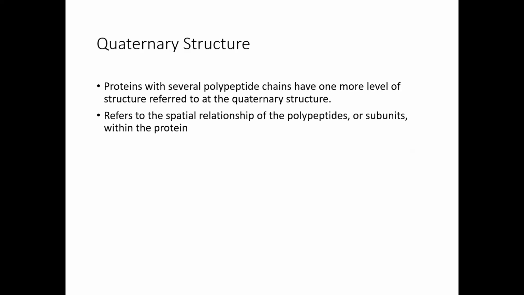While for the quaternary structure, a protein with several polypeptide chains has one or more levels of structure that is referred to as the quaternary structure. And this refers to the spatial relationship of the polypeptides or the subunits within the protein.